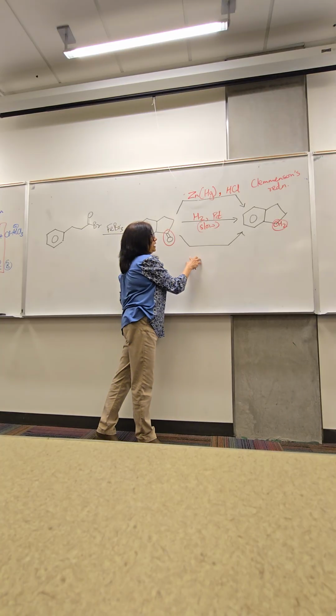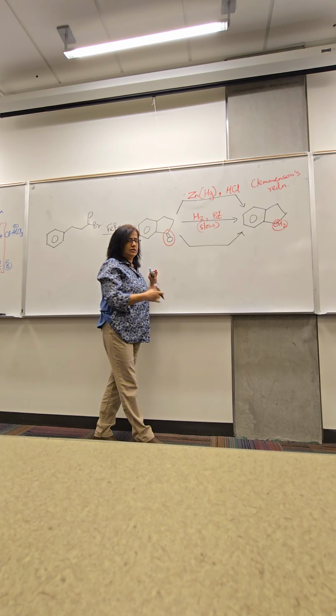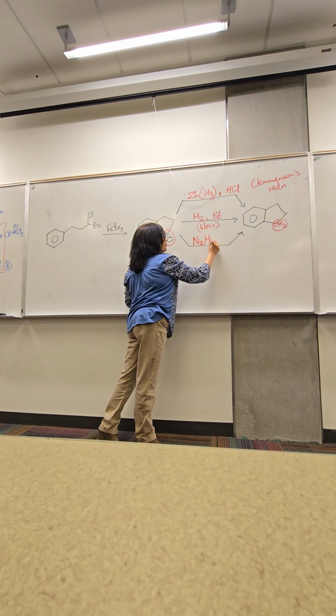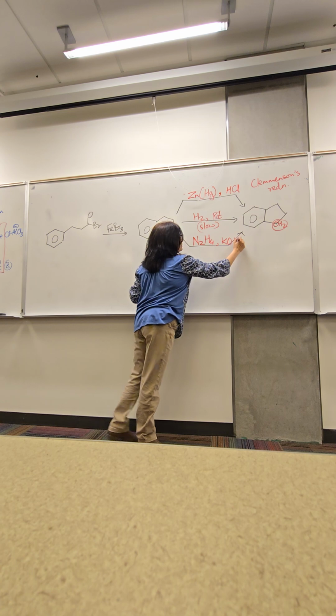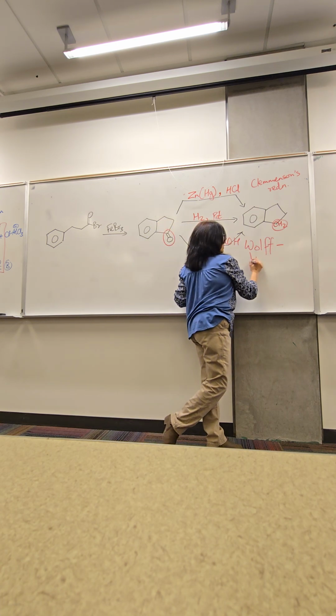The other common way is called Wolff-Kishner reduction, which happens under basic conditions. It uses hydrazine. Hydrazine is N2H4, used with a base. This is called Wolff-Kishner reduction.